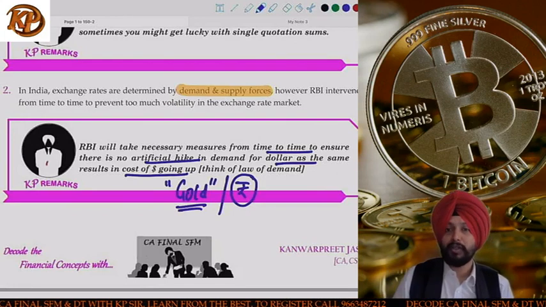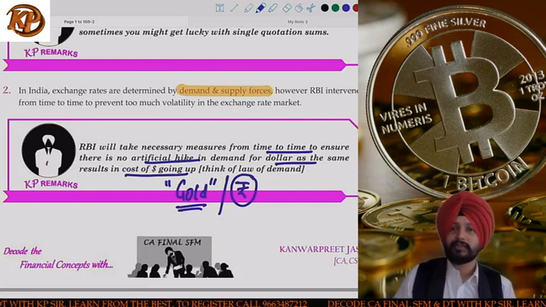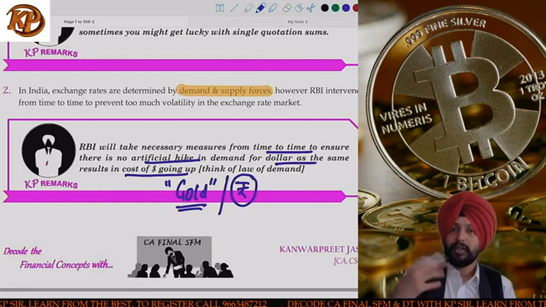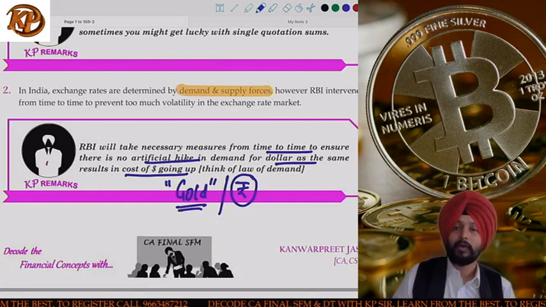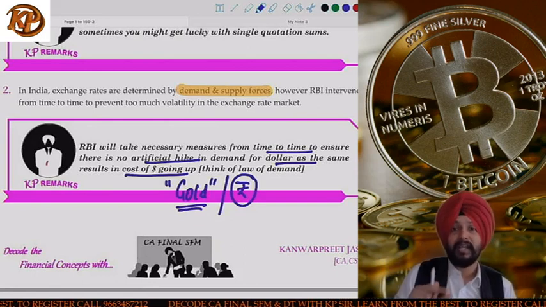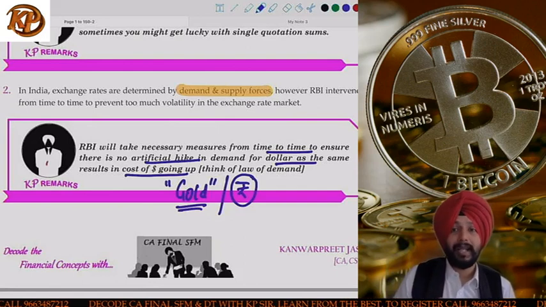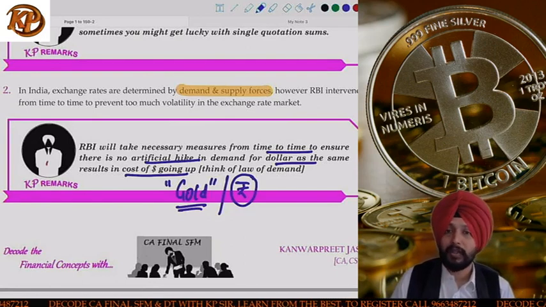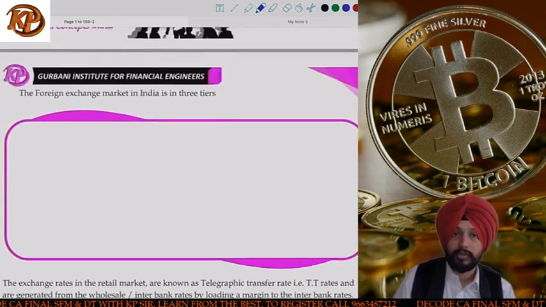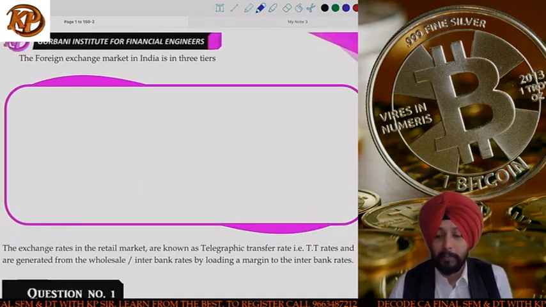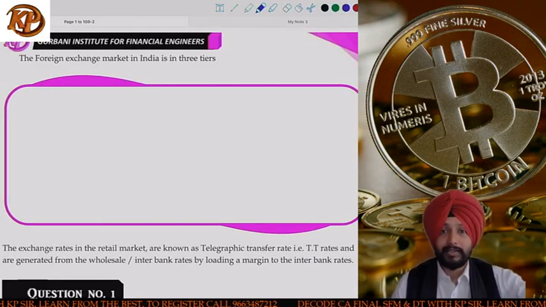We means RBI will try to put some restrictions either by increasing the import duty or by entering into some strategic tie-ups where they will get crude by paying in rupees or something like that. So these are the ways RBI can try to control too much volatility in the market. But again, I am saying currency quotations cannot be controlled. Currency quotations are purely determined by demand and supply forces. If you go to the next page, we have the foreign exchange market structure of India.